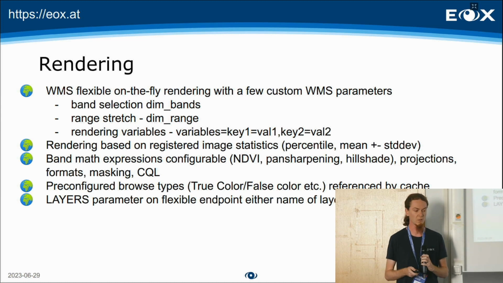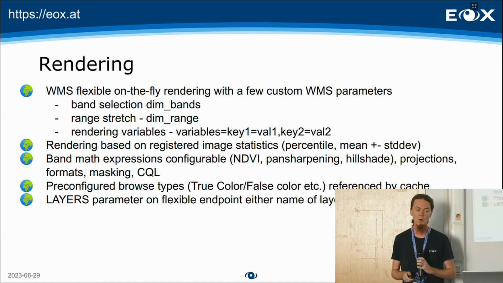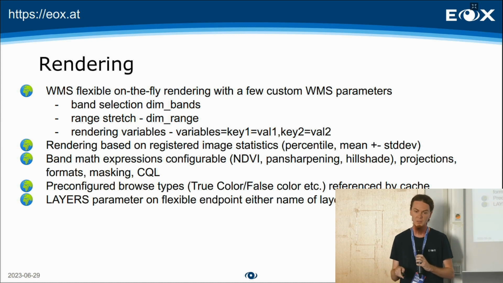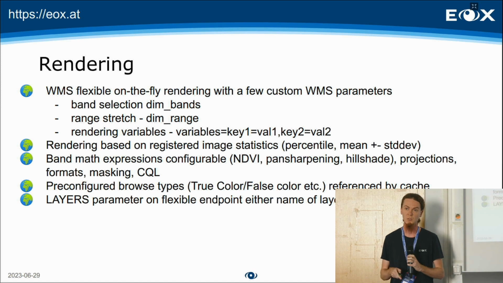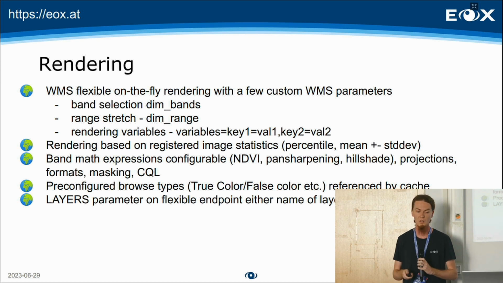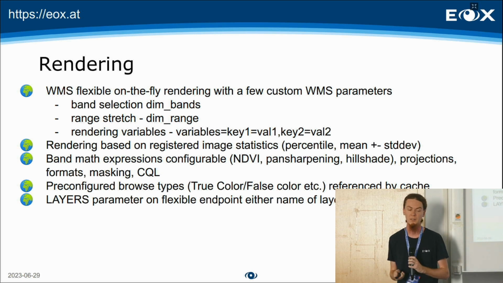You can pre-configure browse types so you can pre-configure some kind of renderings which will be used by a cache service, so that you have a subset of the layers used also for the cache service, which I will be talking about a bit later. The layers parameter as part of the WMS is flexible in a way that it can also reference some kind of layers, so basically a mapping to some kind of collection, but also we can do a per product rendering, which means you just get one image for one product, and this allows you to be quite flexible about what you request and what you provide to the users.